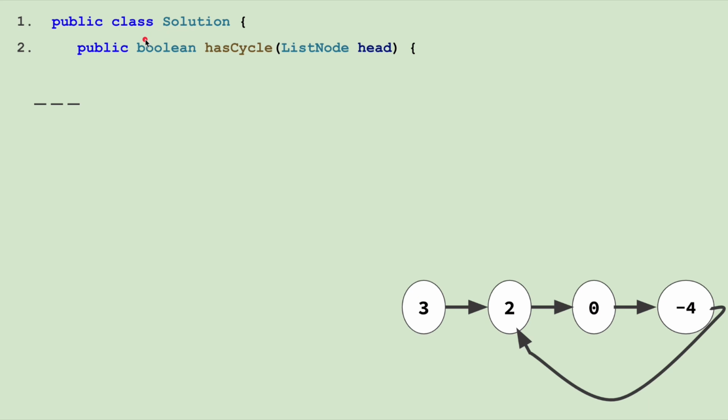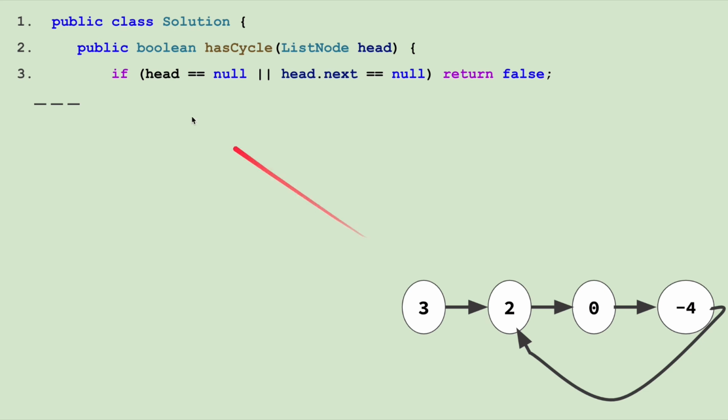So how will this work? As you know, with Floyd's algorithm, we will use two pointers, slow and fast. Slow is the tortoise and fast is the hare. First of all, why am I taking the first condition as head equal to null or head.next equal to null? In this case, we'll return false.